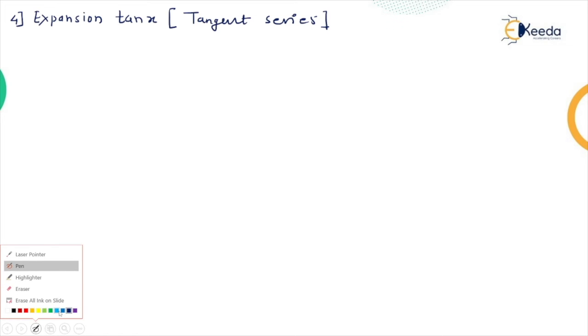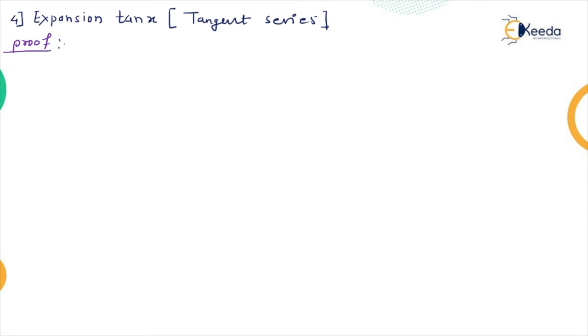Understood this? Let me start number 4, the expansion of tan x. We call this the tangent series. What is the tangent series? You know the tan ratio, a famous trigonometric ratio. So how do we prove or find this tangent series?